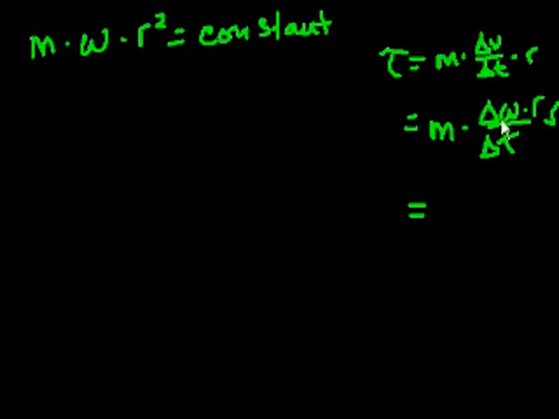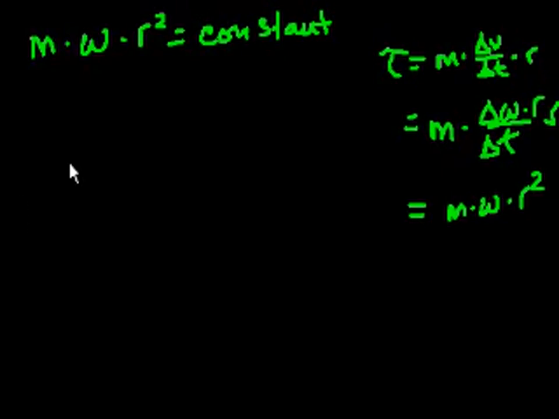If we have no net torque, we're going to have no change in angular velocity. So angular velocity will be a constant. So you'll get mass times angular velocity times, and then you have this r and this r, times r squared, is going to be equal to a constant. Where am I going with all of this? Well, let's think about something.